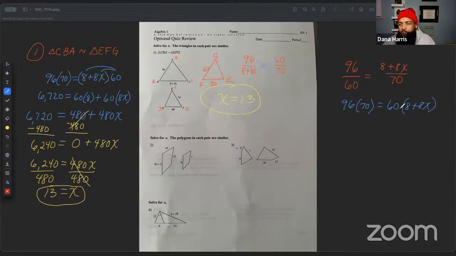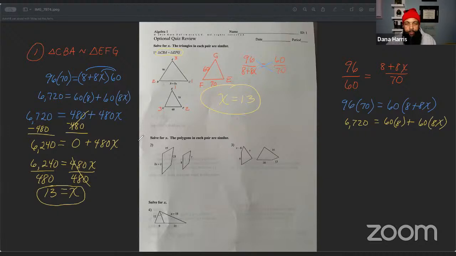And if you solve this other one, I won't go through it. It'll be the same thing. You still get the 6,720, and then you still get 60 times 8 plus 60 times 8x. So that's important to know about number 1. Remember, the most important thing is you first of all have to look at this similarity statement and redraw these shapes so that the corresponding angles and sides are in alignment with one another. So that's why I put the 1, 2, and 3 here. All right, let's clear this up and go to another one.